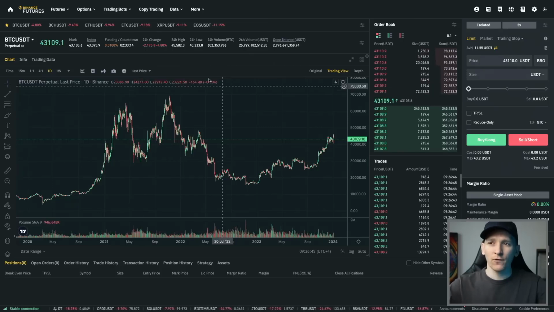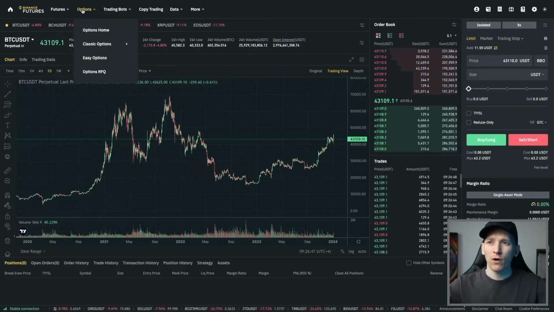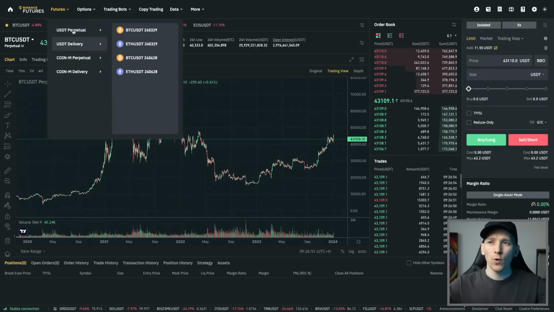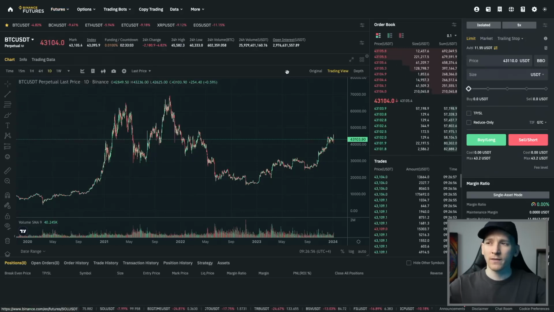But when we come to Binance Futures, you can come up to the top of your screen and there should be a futures tab here. So you can just click on futures and then you want to click on the trading screen. So USDT perpetual right here. If you click that, it'll take you through to this screen. So this screen is how we trade futures.